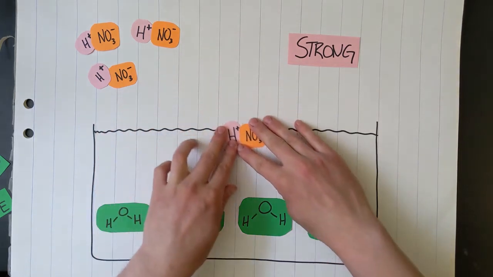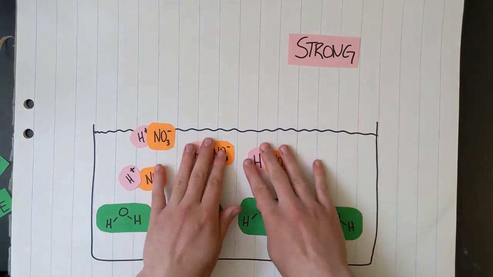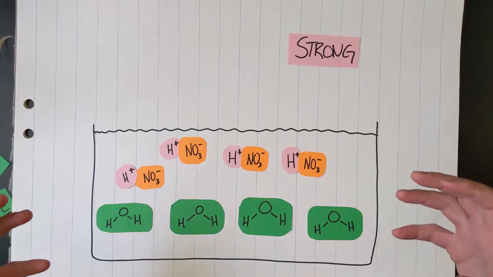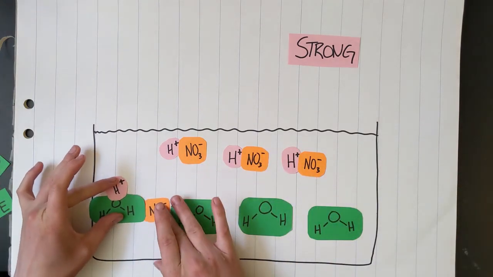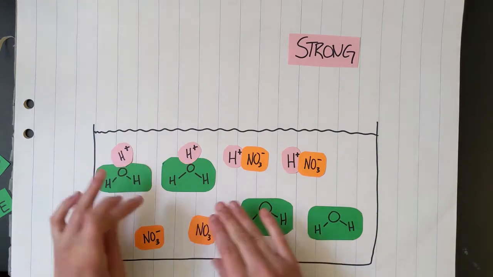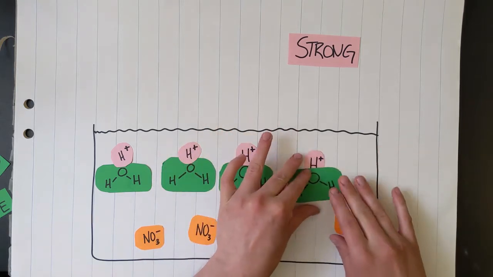When I add it to the water, all of these HNO3s enter the water. And because it's a strong acid, it means that they are all going to react with water molecules to form hydronium, or at least more than 99% of them are going to react with water molecules to form hydronium. So we can see that happening here. This one would react to form a hydronium. So I've got one hydronium. This one's going to react to form another hydronium. This one's going to react to form another hydronium. This one's going to react to form another hydronium.